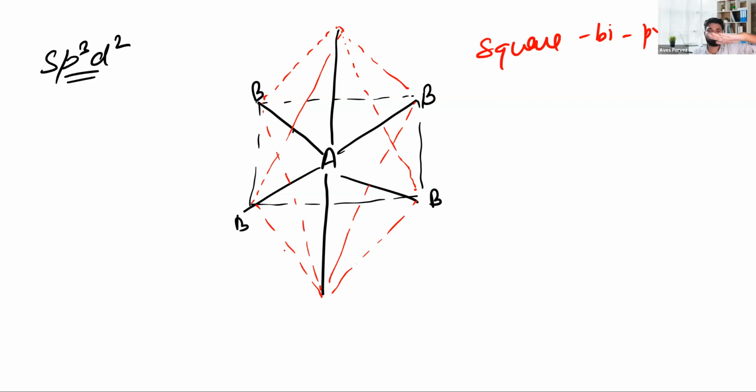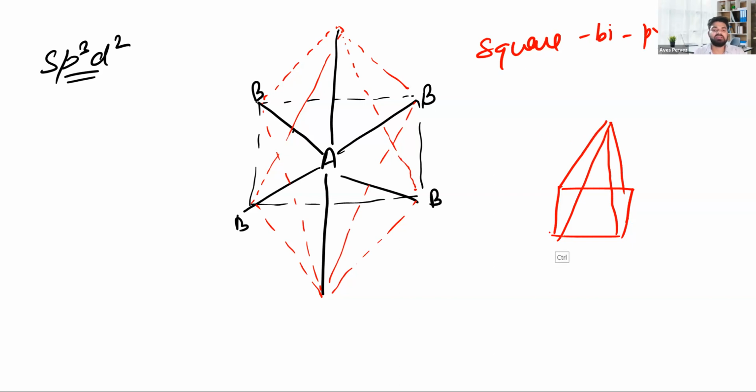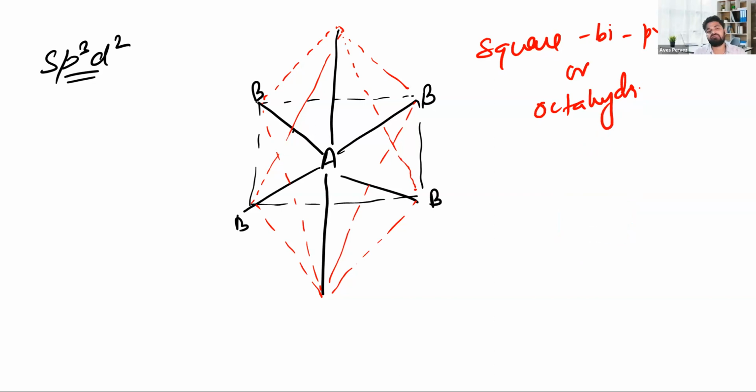Square means the plane will be a square, and one pyramid will be formed above. You can imagine it like this, one above the plane. This is a pyramidal shape. So one such pyramid is above and one such pyramid is below the plane, like this. So this is called square bipyramidal, or we call it octahedral. So if any central atom has sp3d2 hybridization, then the shape of that molecule will be, tell me, square bipyramidal or octahedral.